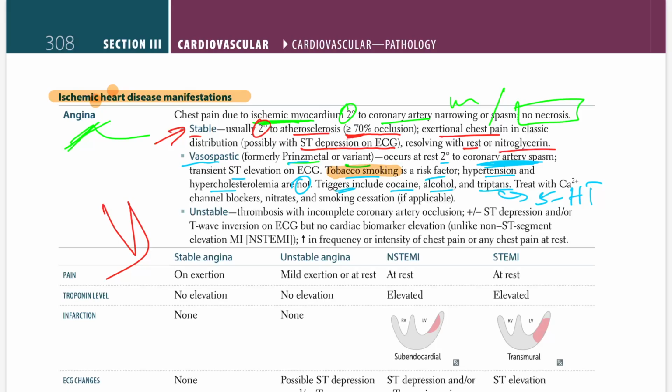So what else you do? You could treat this with calcium channel blockers, CCBs, nitrates, okay, and smoke cessation, because smoking was a risk factor. So do the smoke cessation if applicable. The last one is, just changing color, unstable. Unstable means you have thrombosis with incomplete coronary artery occlusion. Here, incomplete is important.